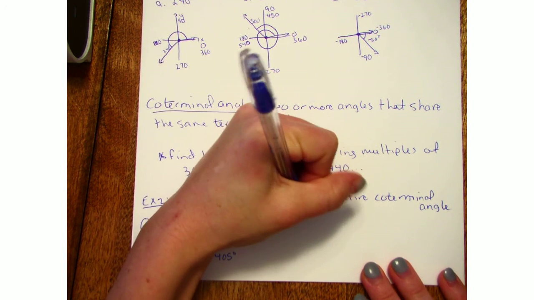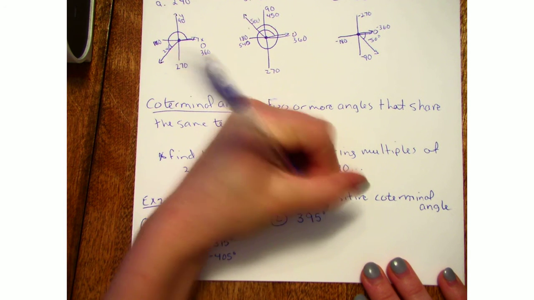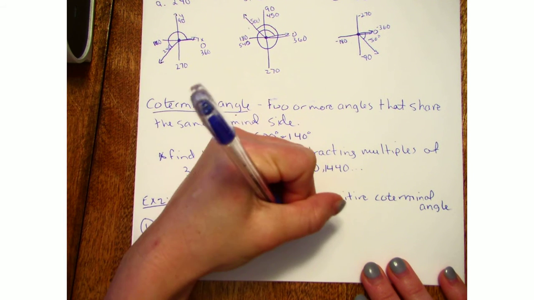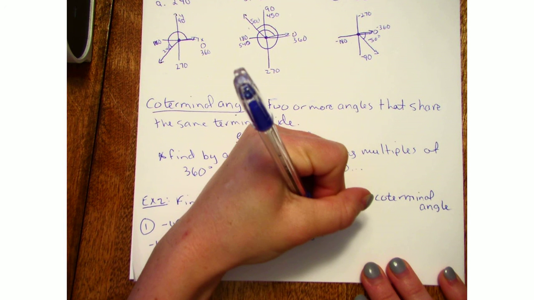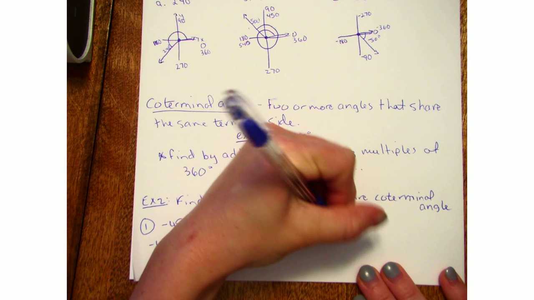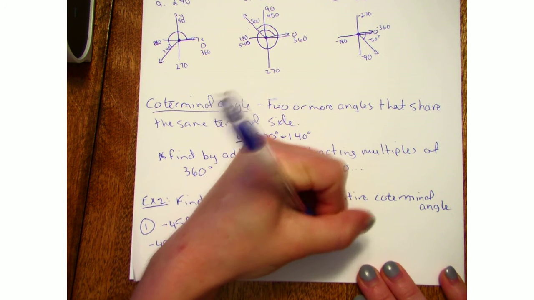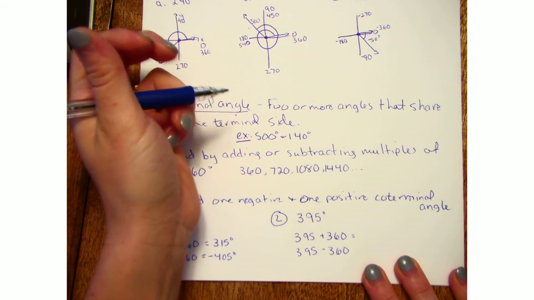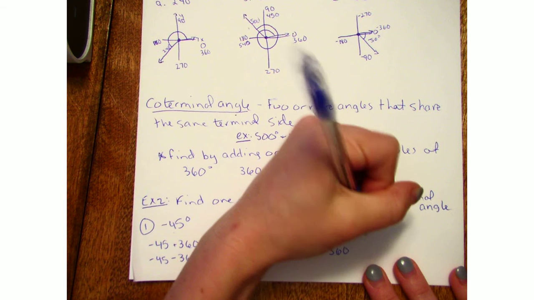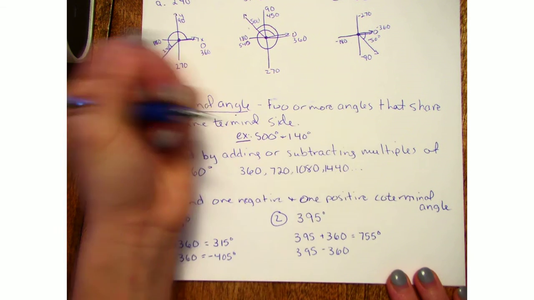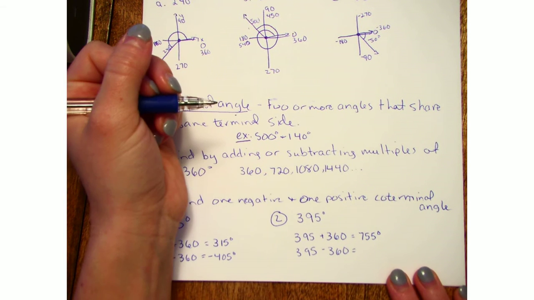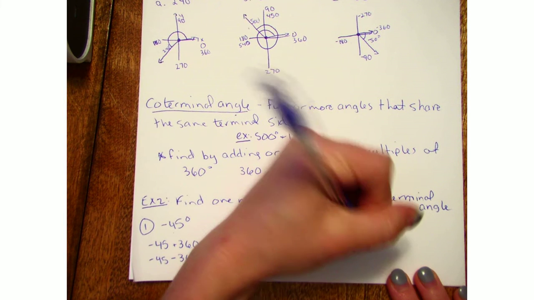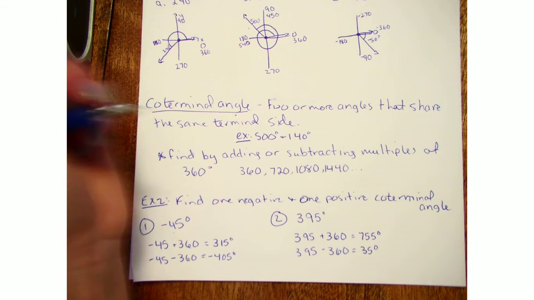Let's try a bigger one. So 395. So you take 395 plus 360, 395 minus 360. So this is going to be a big angle. 395 plus 360 is 755. 395 minus 360 is 35 degrees.